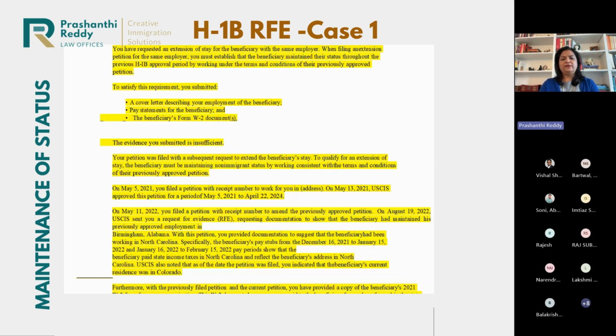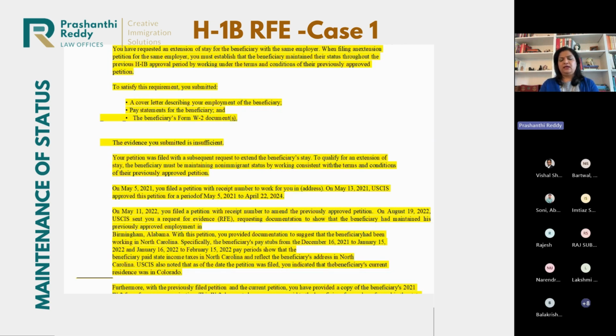So this was more a tax violation. They didn't actually violate immigration law. It was important to show that the physical location was Alabama as per the LCA, but it was just a tax problem. Unfortunately, the attorney at that time did not highlight that, and therefore this case was denied.